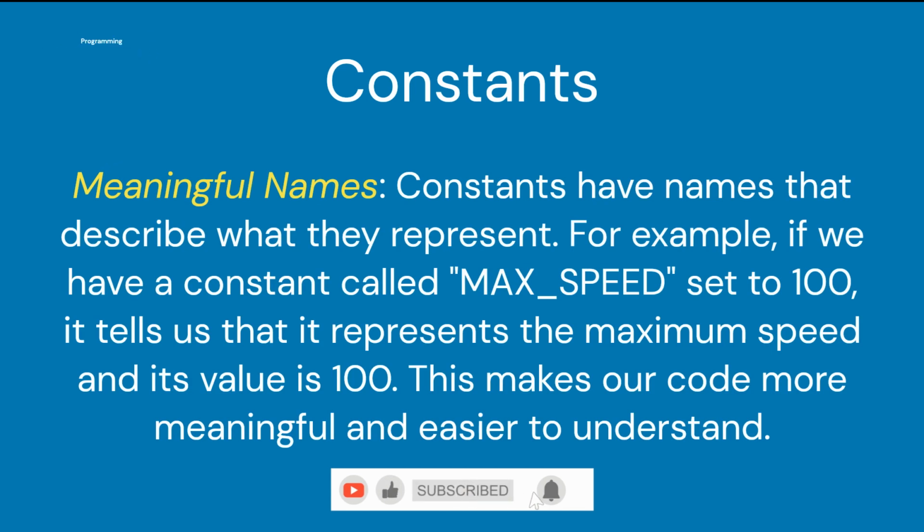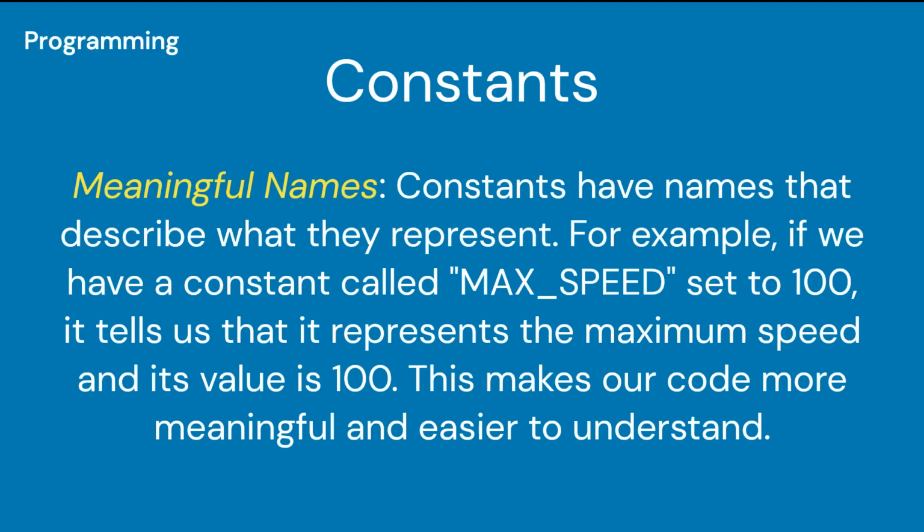3. Meaningful names. Constants have names that describe what they represent. For example, if we have a constant called max_speed set to 100, it tells us that it represents the maximum speed and its value is 100. This makes our code more meaningful and easier to understand.